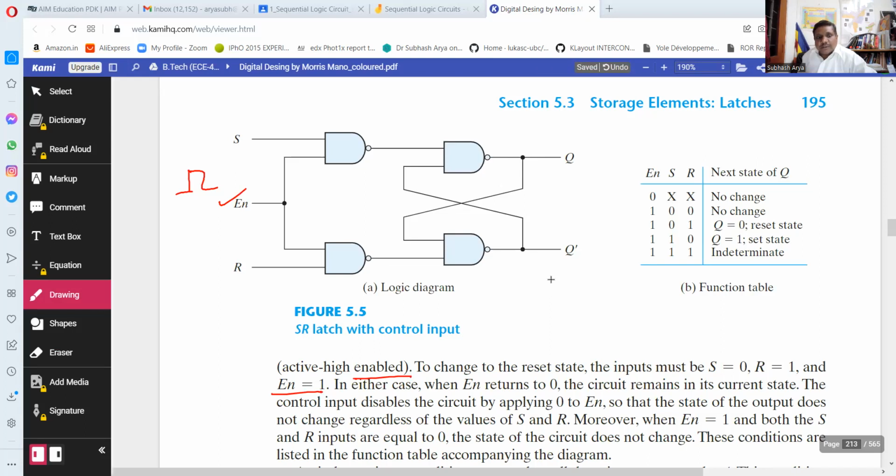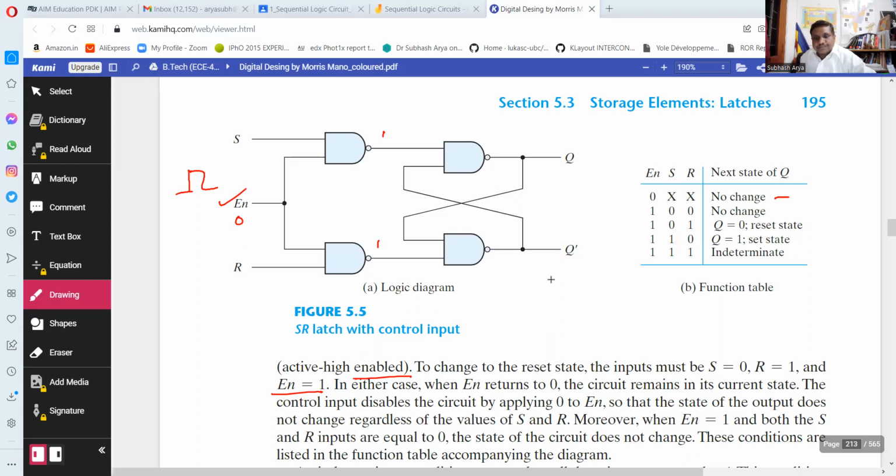If the clock pulse is 0, the entire circuit will have no change. Suppose this is 0, then as you told, both will be 1, 1. In that case, if both are 1, 1, we have to look at the other state, and in this way there will be no change in the output, because whatever output was available earlier, the same output will be here also.